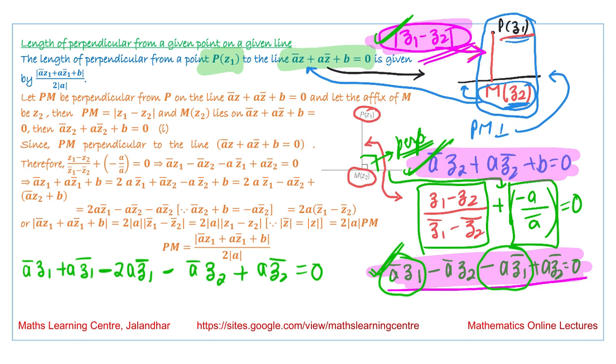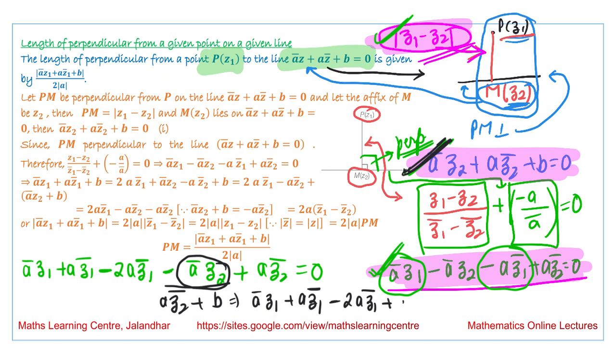Now from the given equation, we can substitute the value of minus A bar Z2, which we can write as A Z2 bar plus B. So the whole equation becomes A bar Z1 plus A Z1 bar, minus 2 A Z1 bar, plus A Z2 bar plus B plus A Z2 bar is equal to 0. This becomes 2 times A Z2 bar, and this term will be removed.